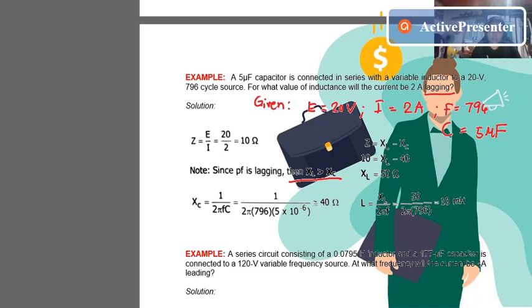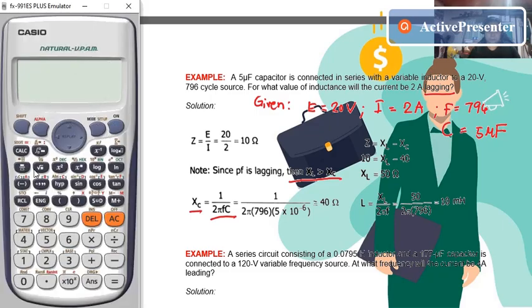So what we solve should show that XL is greater than XC. Solve for XC, since the capacitor is given, using the constant formula. We have 1 over 2 pi f, which is 796, multiplied by 5 microfarad.